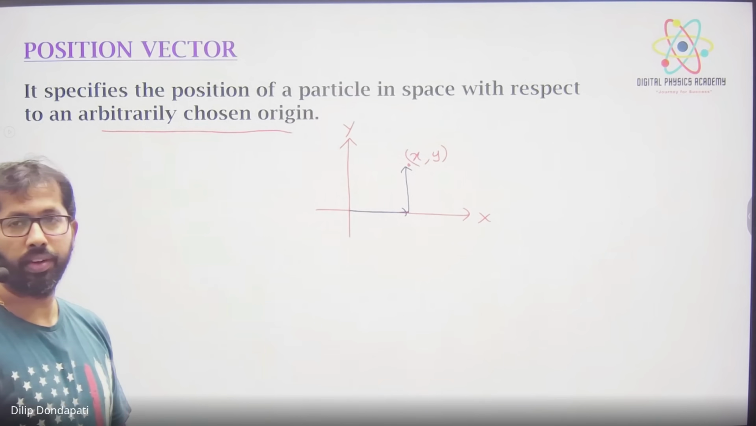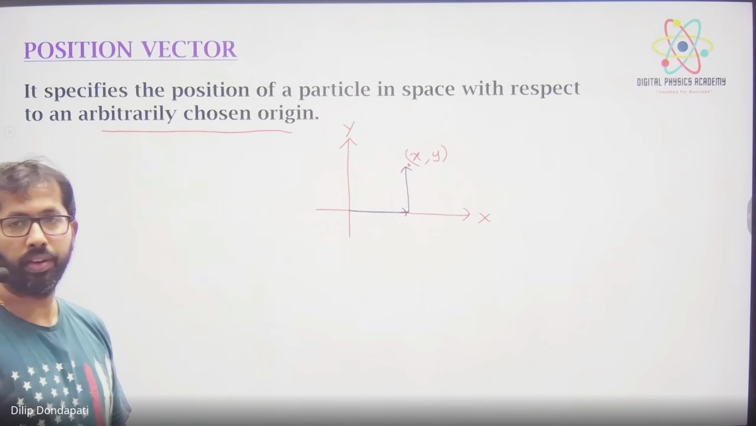Point B is x2, y2. The position vector of A is r1 and the position vector of B is r2, with respect to the origin. Two points are there. Suppose the particle went from A to B. This is the initial position and this is the final position. What is the displacement vector? The vector joining the initial position to the final position. Simply joining the point from the initial position to the final position, that vector is called the displacement vector.